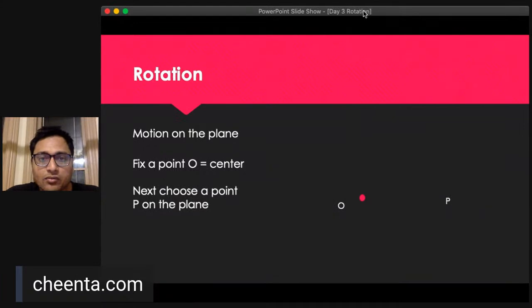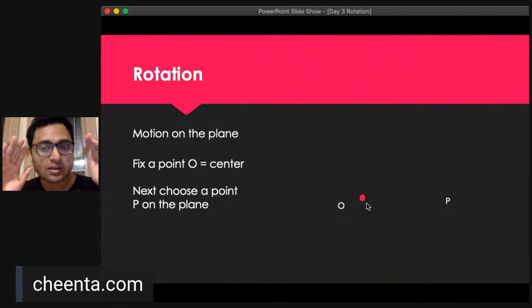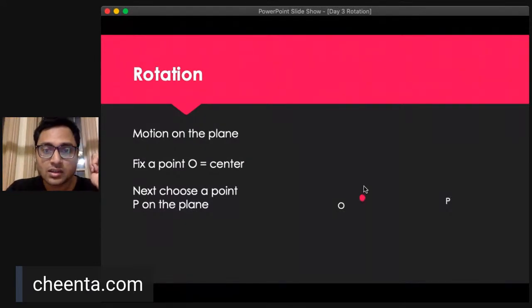So this is a pointing tool. All right. So this is O, the center, which is a fixed point. Remember, rotation is a type of motion on the plane. It will move around points on the plane, except for this point O, which we call the center. It's the only fixed point of this particular motion. All right, that's very good. Then what we do, we choose another point P. This is the point P, another point on the plane.